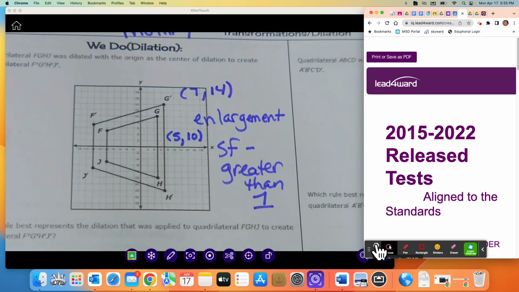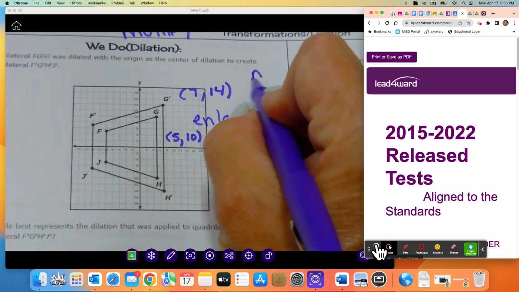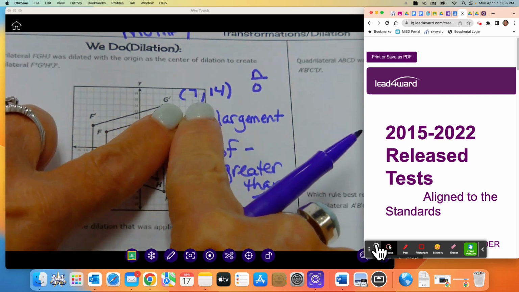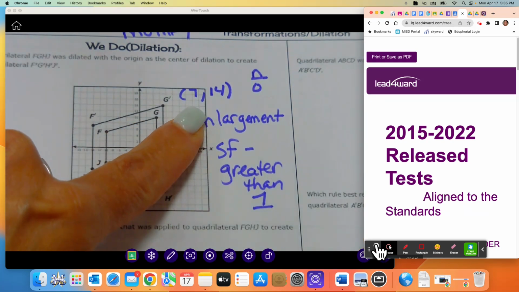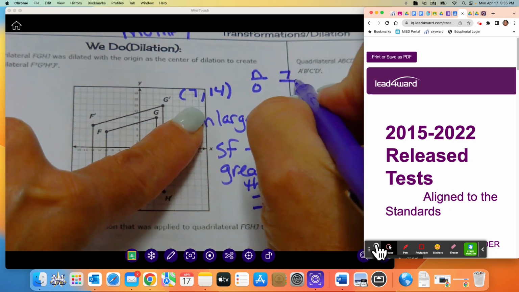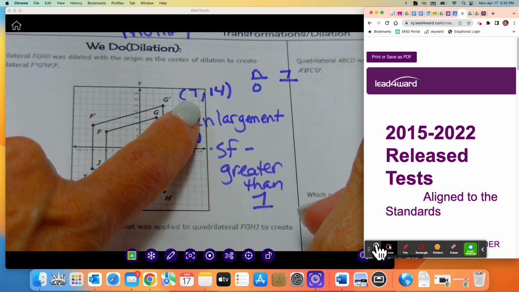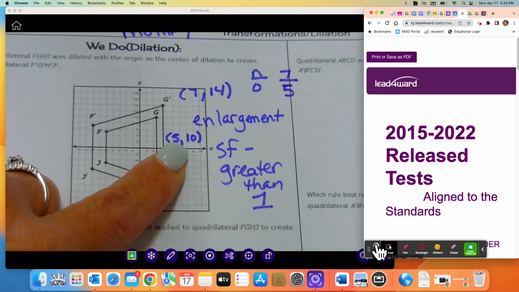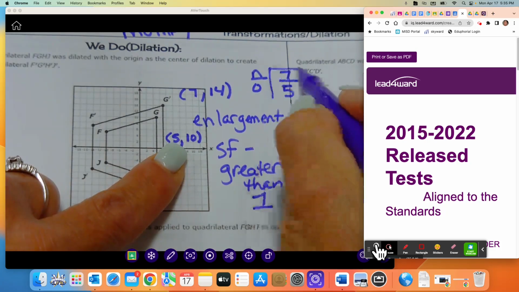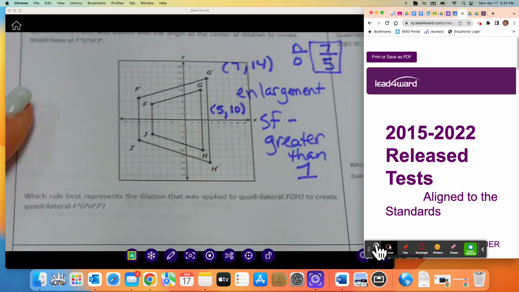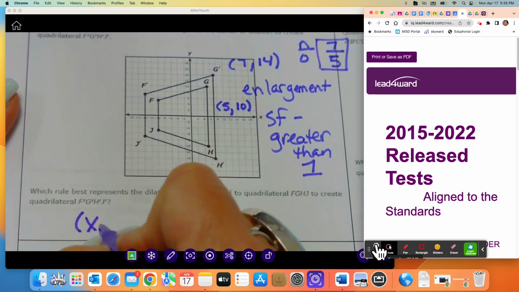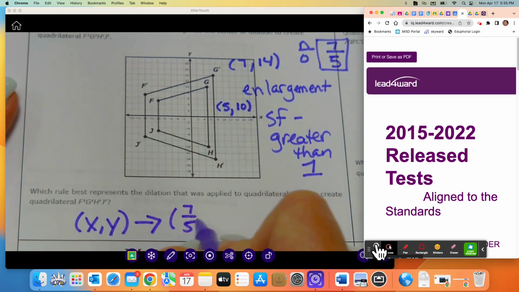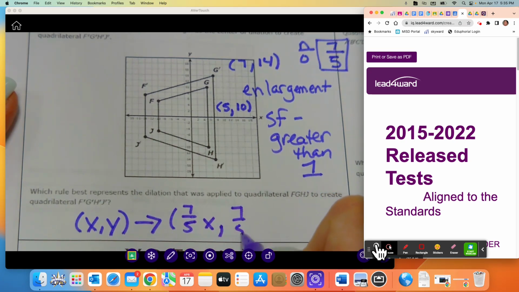Remember, to find scale factor, it's new over original. So this is the new, so you can pick either one of those. I'm going to pick 7. So new is 7. Since I'm using the x value, I have to use the first number of the x value here, so 5. 7 over 5. So this is my scale factor. Remember, with scale factor, you're always going to multiply. So for our rule, it's going to be x comma y. You always multiply by the scale factor. So we have 7 over 5x, comma, 7 over 5y.